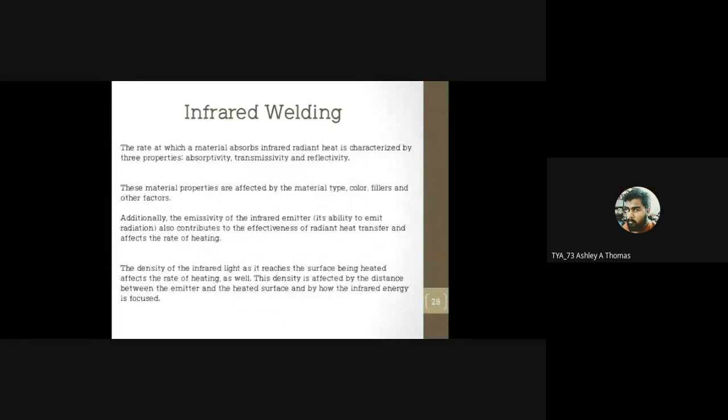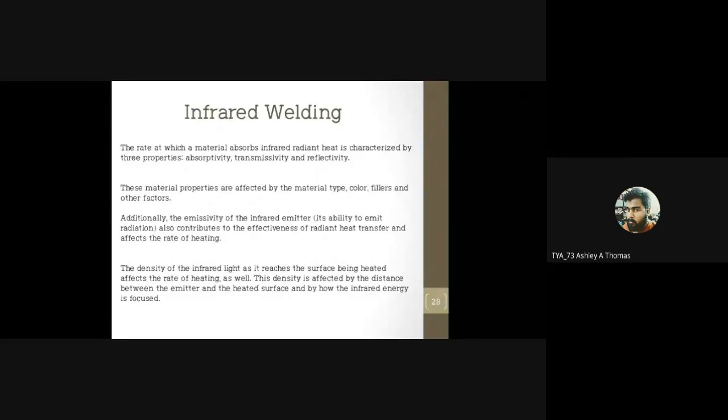Now, some factors are there. The first one is the rate at which the material absorbs the infrared rays, as I told. It is characterized by three properties: absorptivity, transmittivity, and reflectivity. These three factors are very important for the generation of heat. And what do these factors depend on? These material properties are affected by type, color, fillers, and other factors. So the nature of the material, the type of the material, the type of the surface.